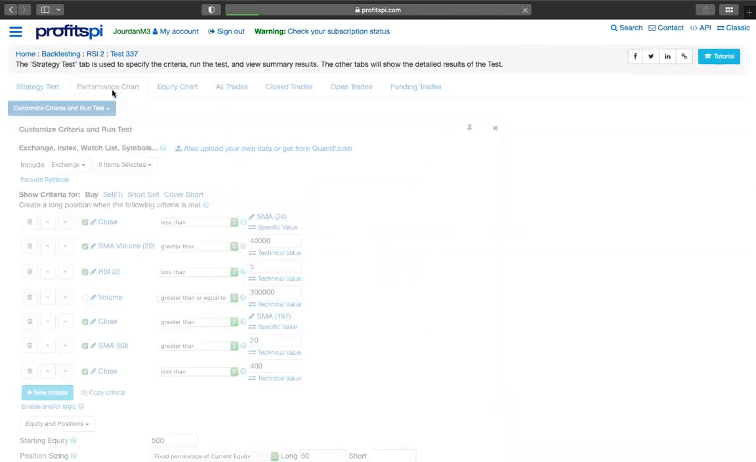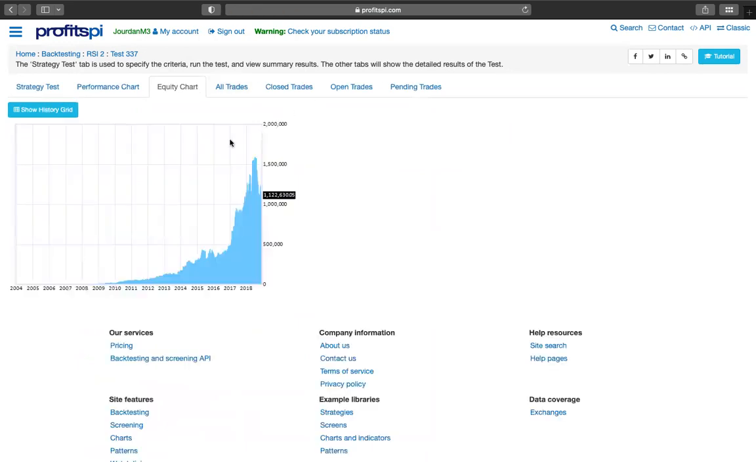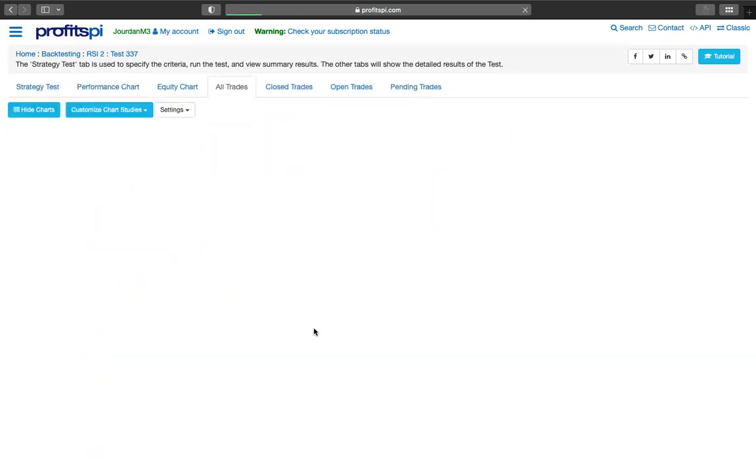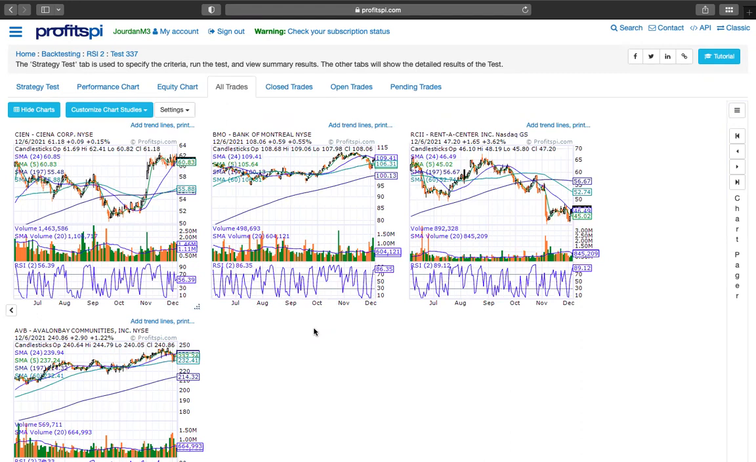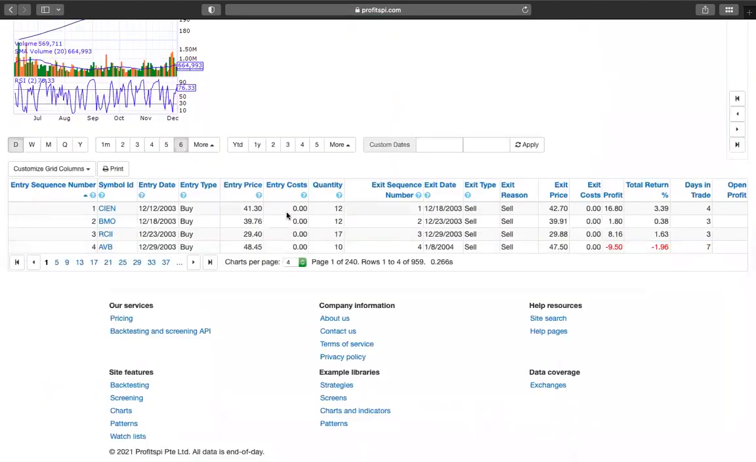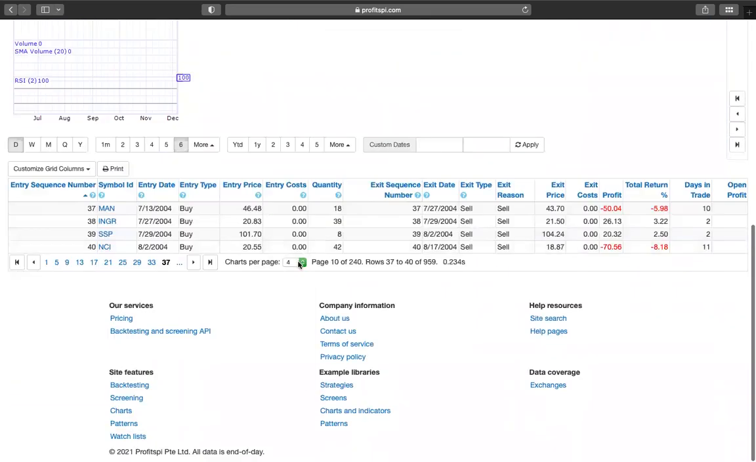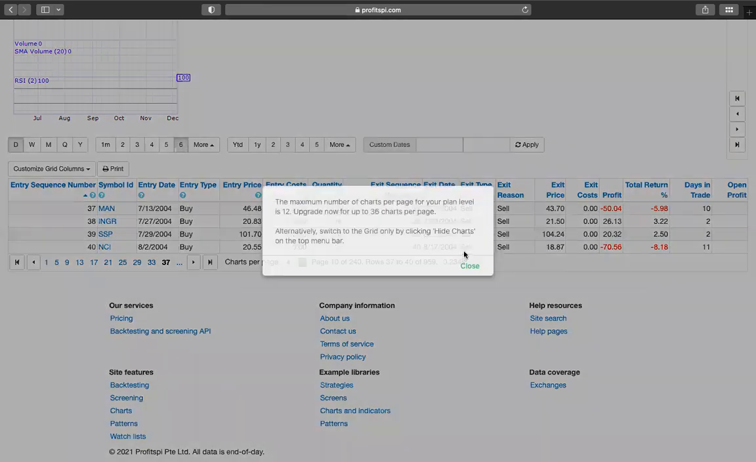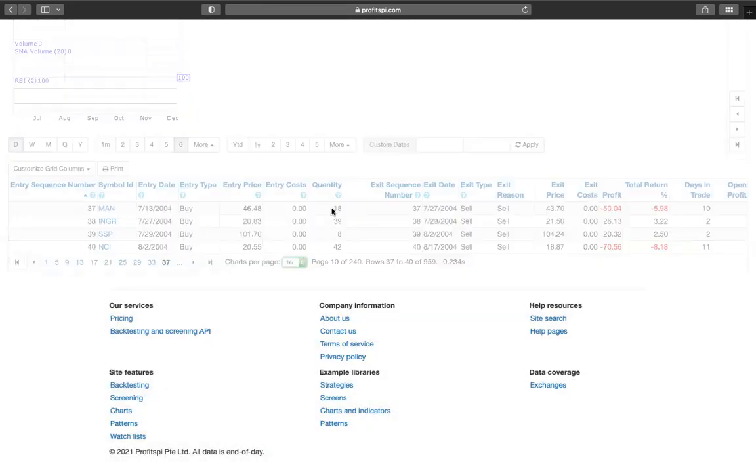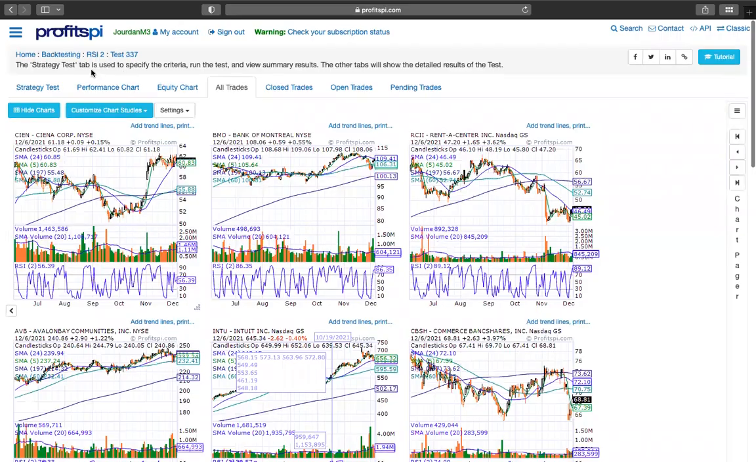So after you run the test, right, that's where you can come in, look at the results, compare it versus the S&P 500. You can look at the equity chart to show how the account would have grown, and you can see the trades that it took, right? So every trade that it took throughout this whole time period, you can see here. And every single trade, right? And if we open it up, now you can see more trades per screen, right? So it opens that up for you.